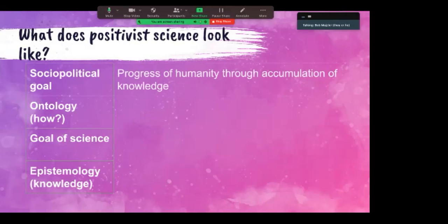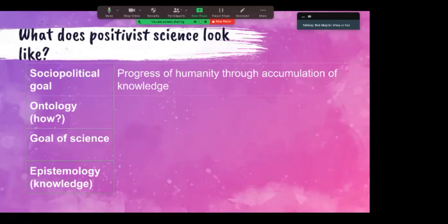Positivism's socio-political goals are connected to the progress of humanity through accumulation of knowledge. Positivism arose during the Enlightenment period, and so it's connected to this humanism, progress of humanity idea. It assumes that if we can accumulate knowledge, and if knowledge builds on itself, then that will progress all of humanity.